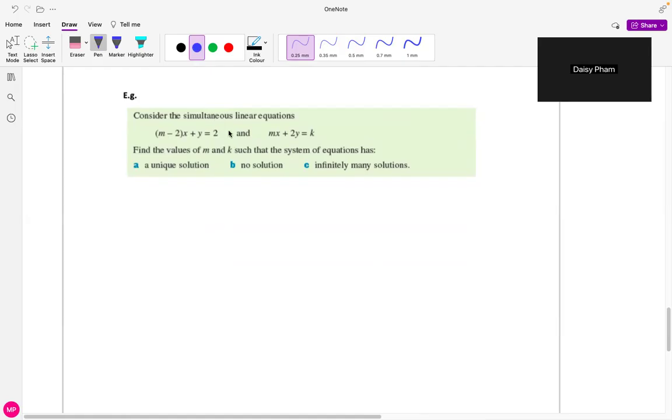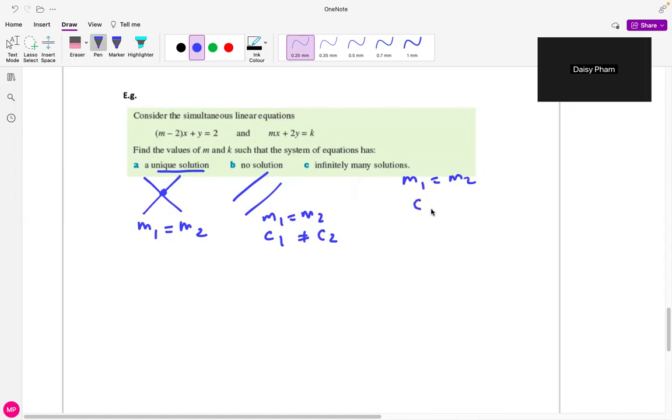Here I have two equations, and I don't know m and k. M and k are constants, and you can see x and y right there. Now find the value of m and k such that the system of equations has a unique solution. For a unique solution, the lines have to cut through each other, so m1 must not equal m2. No solutions: m1 equals m2 and c1 not equal c2.